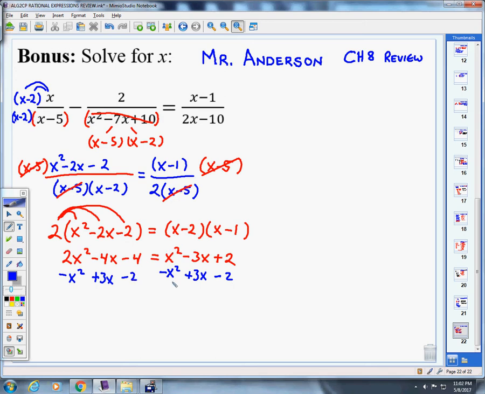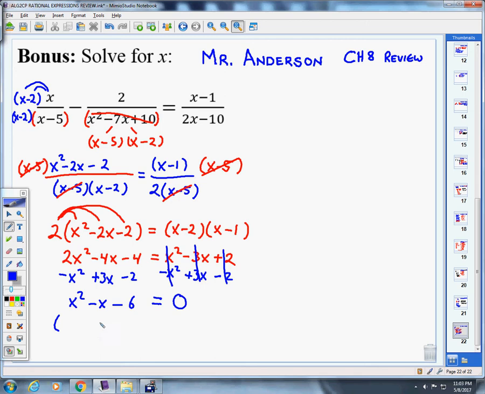So this cancels out here. X minus x squared is 0. Negative 3x plus 3x, that's 0. Plus 2 minus 2, that's 0. So this side of the equation, all we have is 0. This side of the equation, we're left with a quadratic. 2x squared minus 1x squared gives us just x squared. That's nice. Negative 4x plus 3x gives me minus 1x. And negative 4 minus another 2 gives me negative 6.